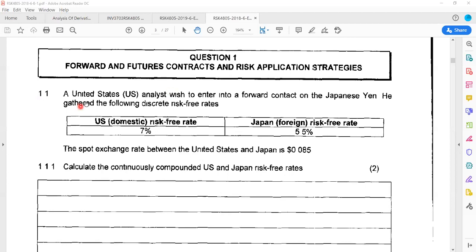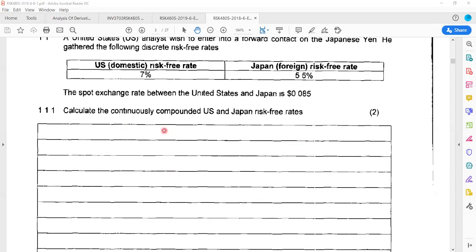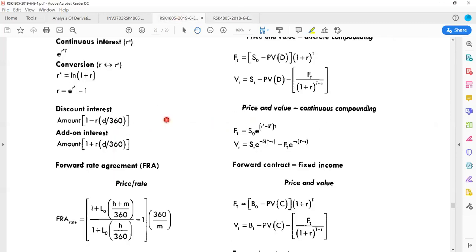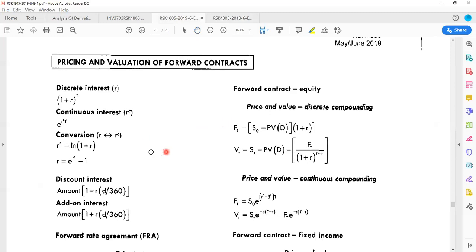The question says, a United States analyst wishes to enter into a forward contract on the Japanese yen. He gathered the following discrete risk-free rates. So the analyst got the following domestic risk-free rates and the following Japanese foreign rates. And then we're given the spot exchange rate between the United States and Japanese yen, which is $0.085. Firstly, they want us to calculate the continuously compounded US and Japan risk-free rates. So they want us to change discrete rates into continuous rates.